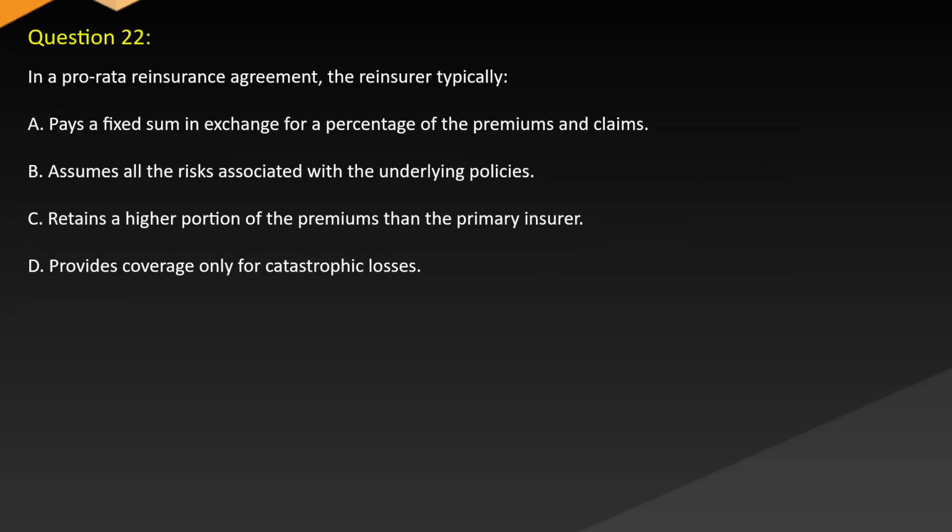Question 22. In a pro rata reinsurance agreement, the reinsurer typically: A. Pays a fixed sum in exchange for a percentage of the premiums and claims. B. Assumes all the risks associated with the underlying policies. C. Retains a higher portion of the premiums than the primary insurer. D. Provides coverage only for catastrophic losses.